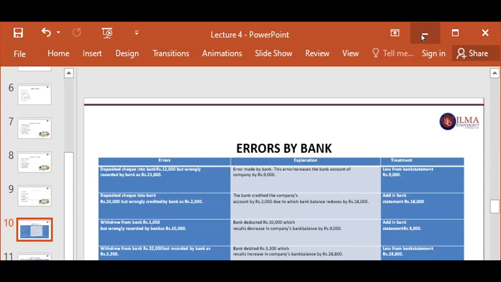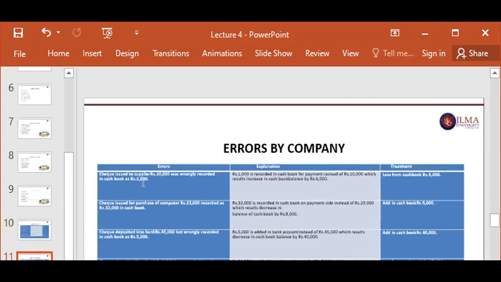Now, these are some errors that can be similarly made by the company. The company can also make the following errors.